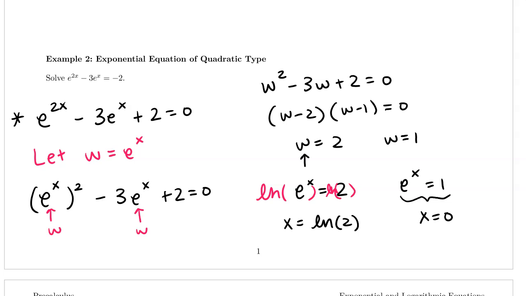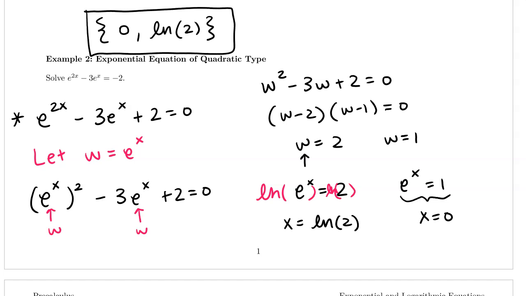So these are our two solutions. They are 0 and the natural log of 2. And those are our exact answers. If you want, we could approximate the natural log of 2, and rounding it to 3 decimal places, it comes out to about 0.693. And that concludes example 2.